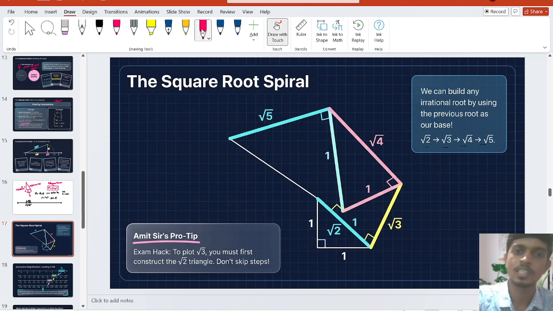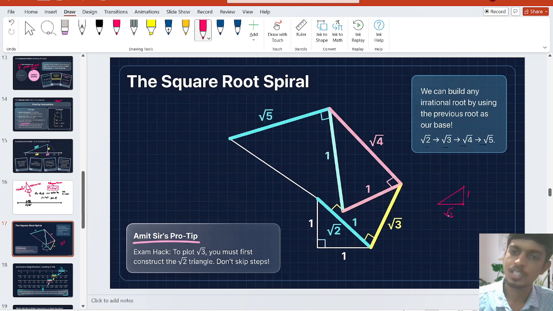For example, if you get under root 2 and take 1 here, you get under root 2. In order to find under root 3, with under root 2 here, apply 1 unit here, and you get under root 3.